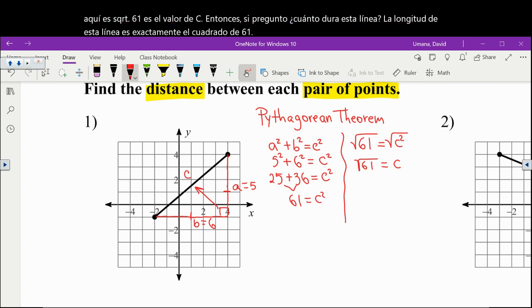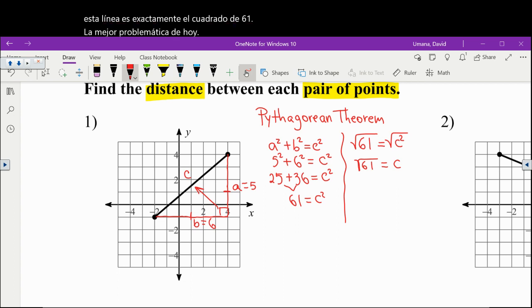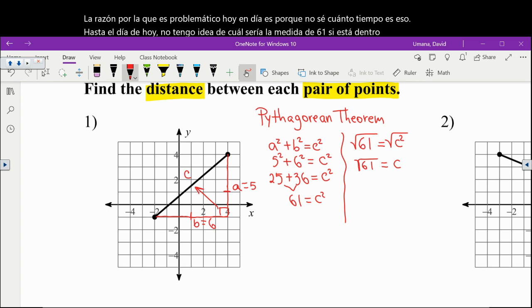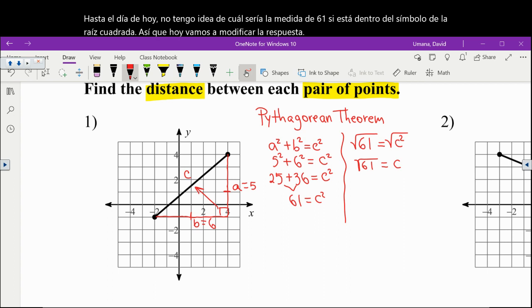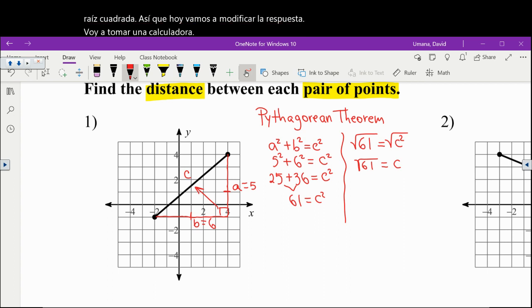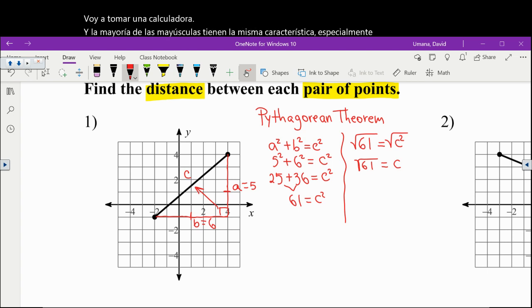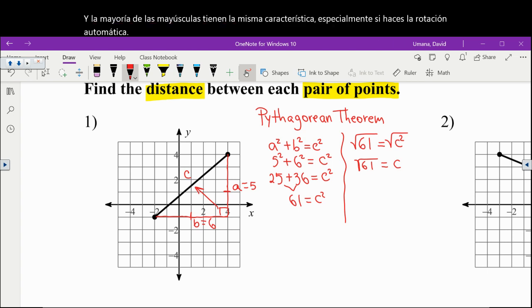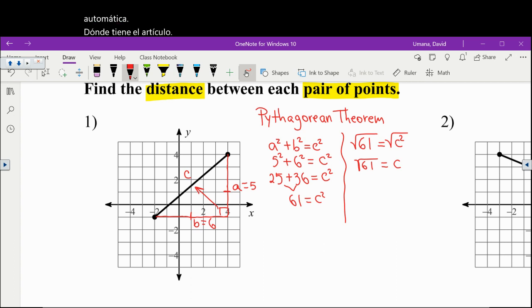But that's problematic today. The reason that it's problematic today is because I don't know how long that is. To this day, I have no idea what the measurement of 61 would be if it's inside the square root symbol. So today we're going to modify the answer. We're going to take a calculator, okay? And most of your calculators have the same feature, especially if you do the auto rotate, where you rotate it and it gives you a whole bunch of extra features.